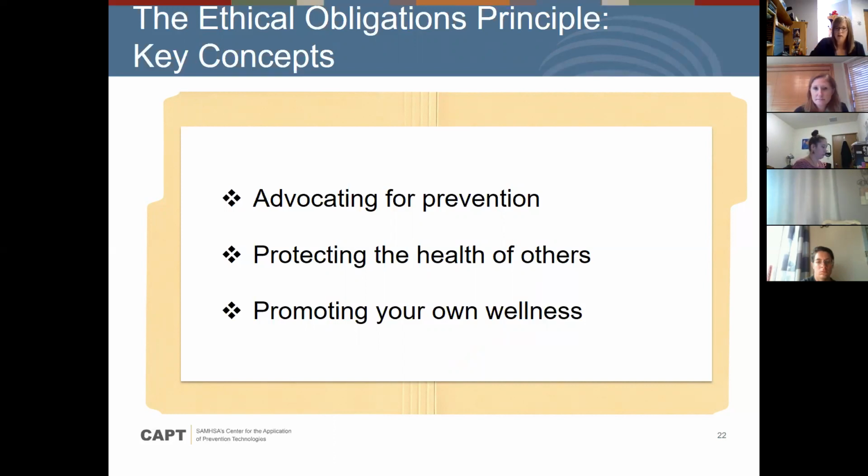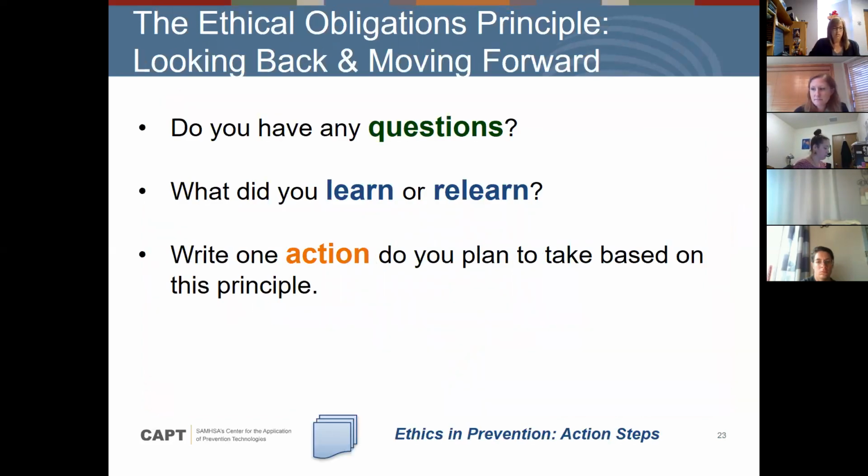Before we move on to the decision-making process, let me know if you have any questions. Take out your ethics and prevention action steps. Under Principle 6, write down one thing that you learned or relearned in this section, and then one action you plan to take based on this principle.